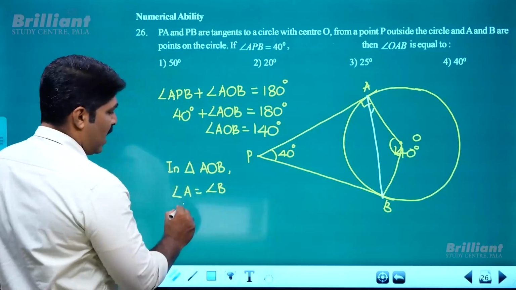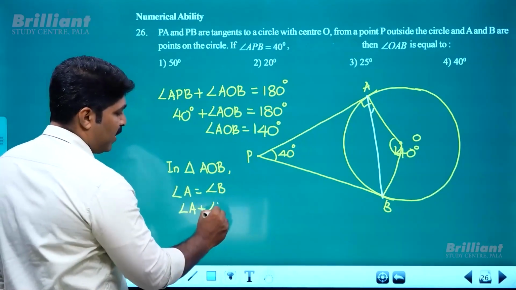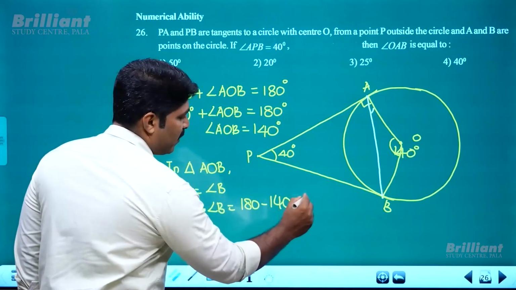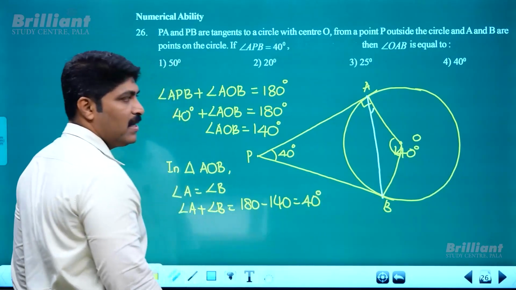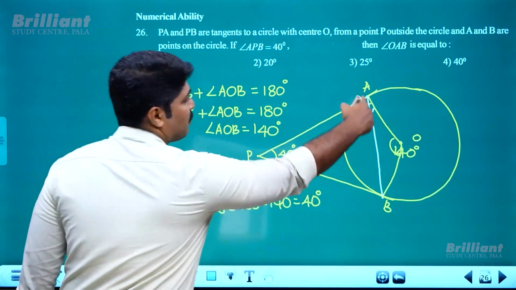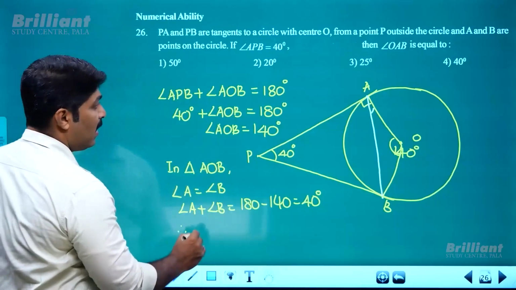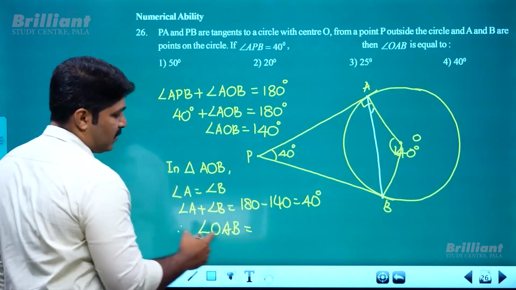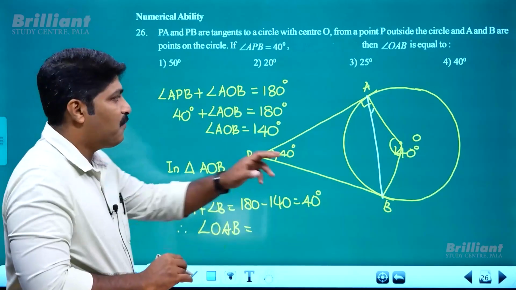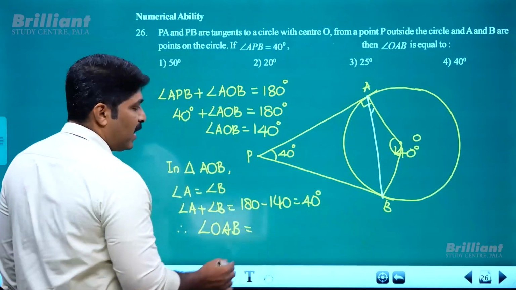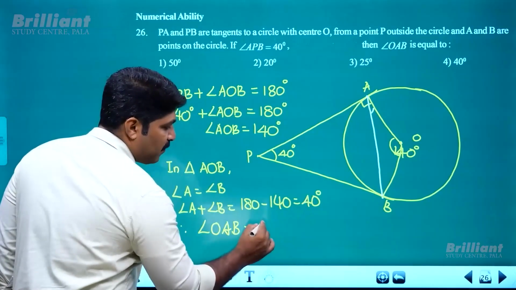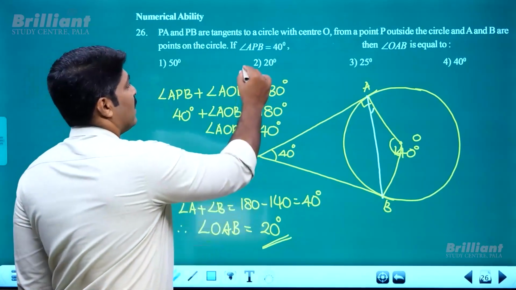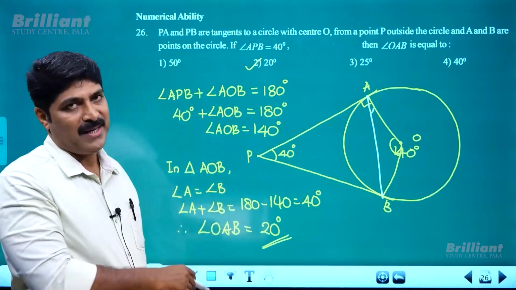So here angle A plus angle B is 180 minus 140, which will be equal to 40 degree. Therefore, what will be each of these angles? Our required angle is angle OAB, or in this case simply angle A of triangle AOB. So angle OAB is equal to half of this 40 degree, which is equal to 20 degree. So here we got the answer as option 2, that is 20 degree.